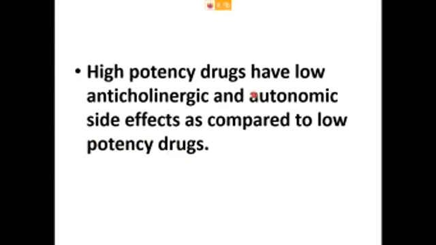The high potency drugs have low anticholinergic and low autonomic side effects compared to low potency drugs. So for high potency drugs, the problem is extrapyramidal symptoms, and for low potency drugs like chlorpromazine and thioridazine, the problem is anticholinergic and autonomic side effects. They are much more common in low potency drugs. These low potency drugs can also lower your seizure threshold and can precipitate convulsions in epileptic patients, particularly chlorpromazine and thioridazine.